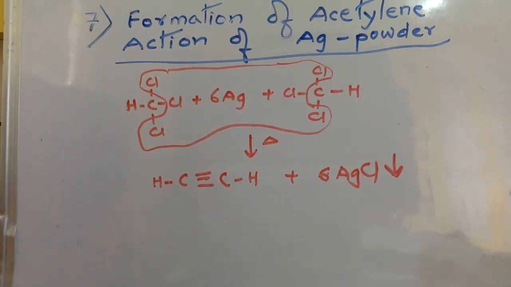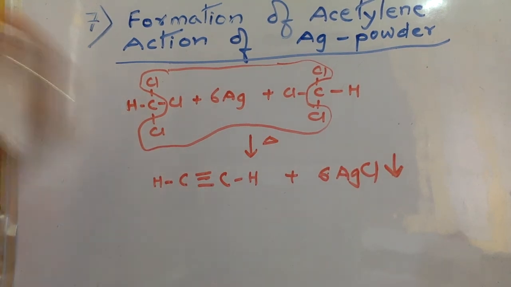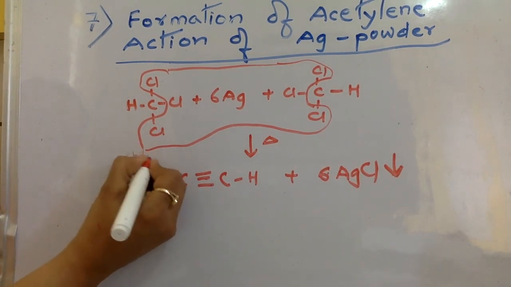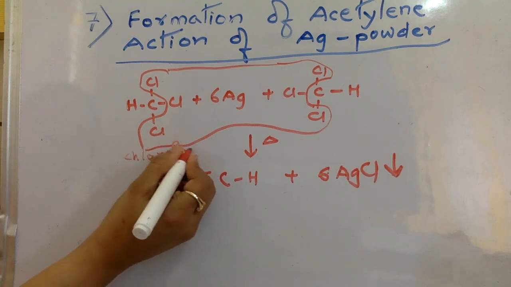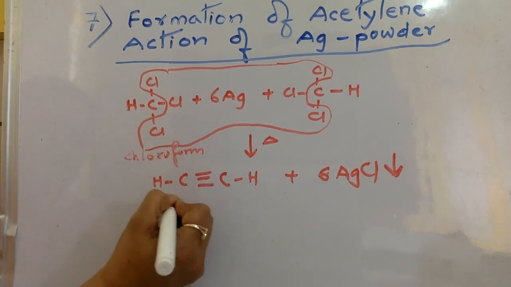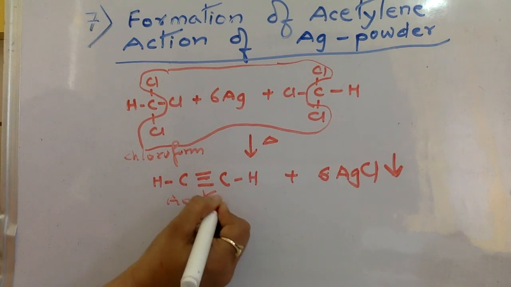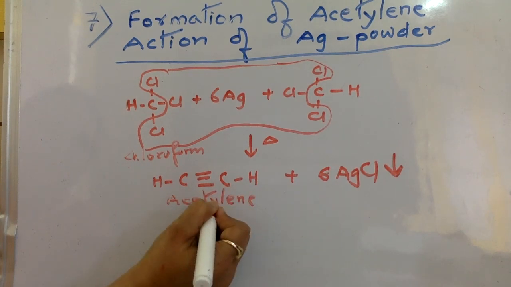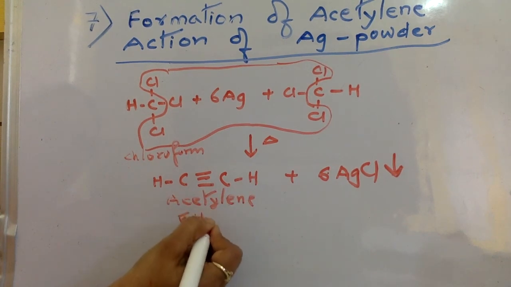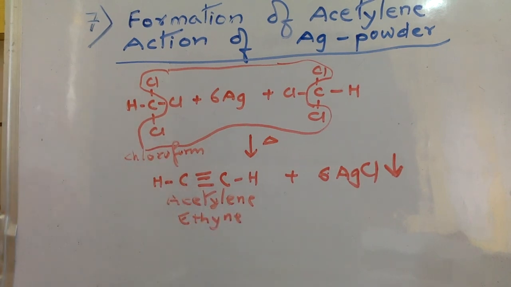So students, that completes all the chemical properties of chloroform. I hope you know the name of this molecule, acetylene. This is chloroform and this is acetylene, which is also called ethyne. So children, that completes all the chemical properties of chloroform.